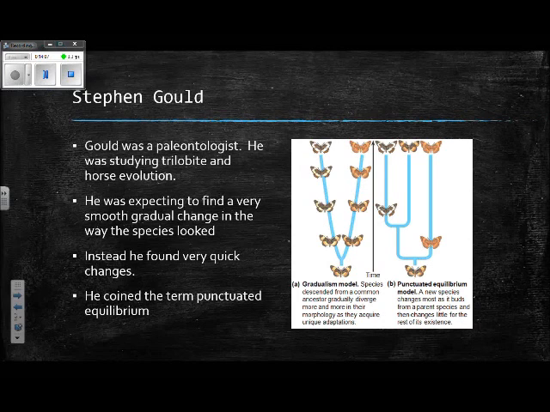So the first thing that he thought he was going to see was kind of a gradual equilibrium. He thought he would see one butterfly and it would split, one would get a little lighter and one would get a little darker. And then they'd keep going. The dark one would get even darker, the lighter one would get even lighter, until you had two butterflies that were totally separate.